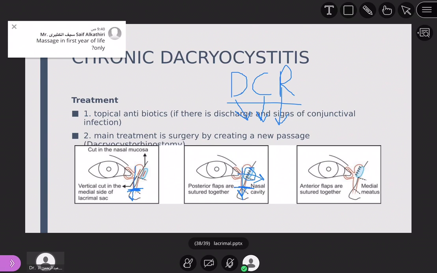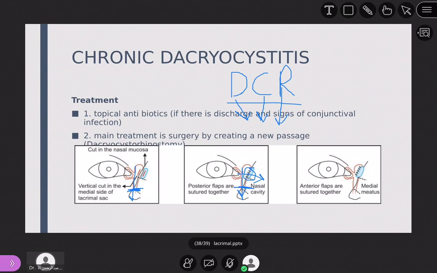Massage is most likely successful in the first year of life only. After the first year, the success rate will be less. It will most likely be successful in the first year or year and a half. For example, at 3 years, he will most likely need surgery, which is most likely not DCR in children but probing, just a probing procedure. We'll just do a probe, putting a wire inside the punctum, and we open the valve of Hasner.